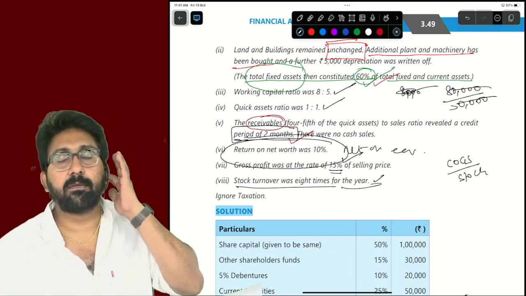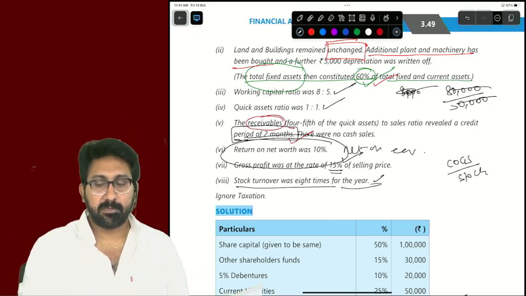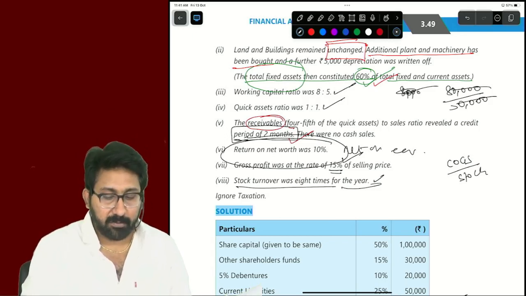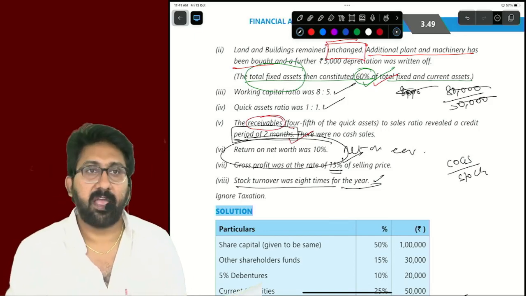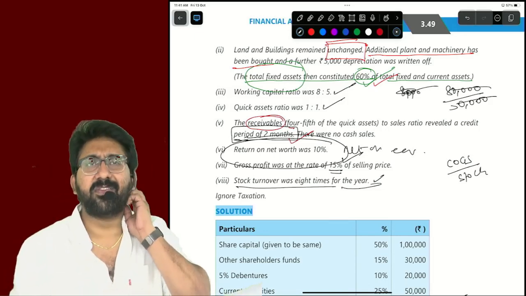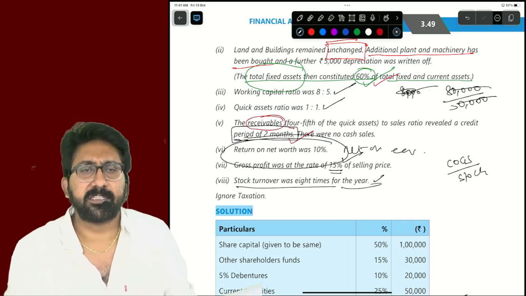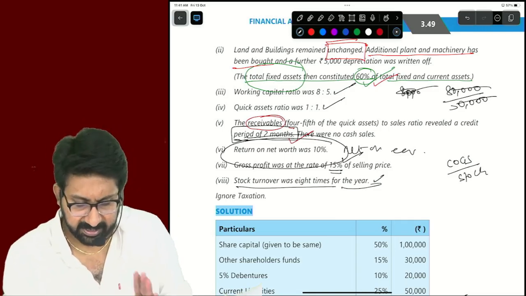Listen here. Stock turnover ratio, what is the formula? COGS divided by average stock or stock. Technically, you should take average stock if opening and closing are given. If opening and closing is not available, what should you take? Stock. If you do that, he has given 8 times.